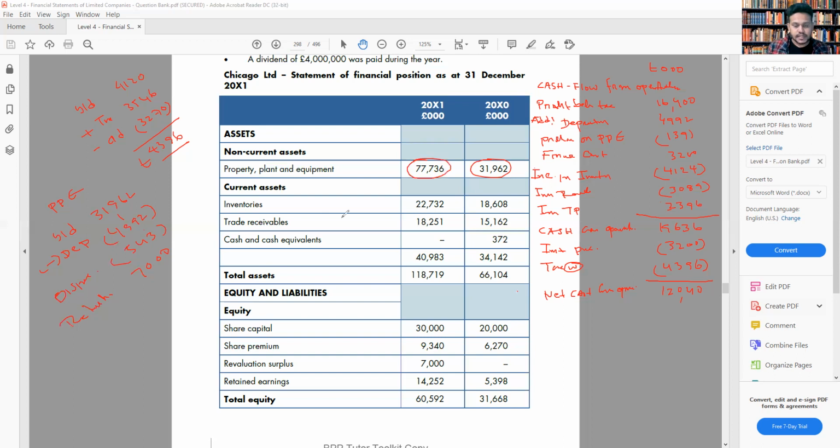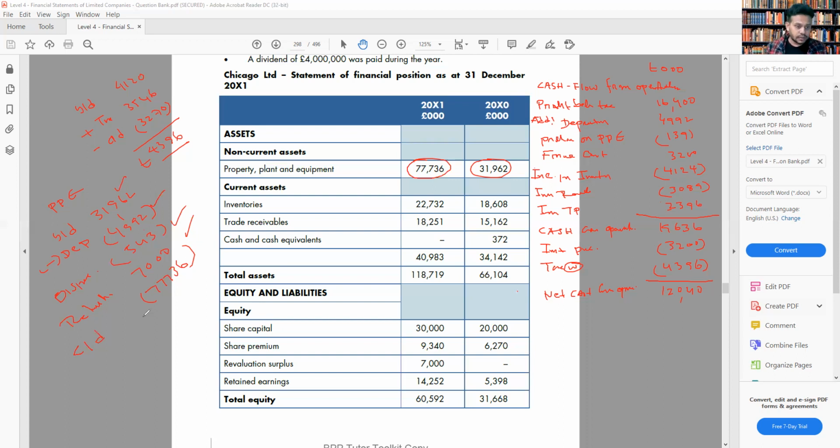The closing asset is 77,736. So we said still we have this one. So the balance c/d 77,736. This one also minus. So what happened at the beginning of the year, we have this asset, then we have depreciation in minus, we have a disposal, we sold it, so this asset is gone, revaluation is increased, and still we have this asset on our premises, in the business.